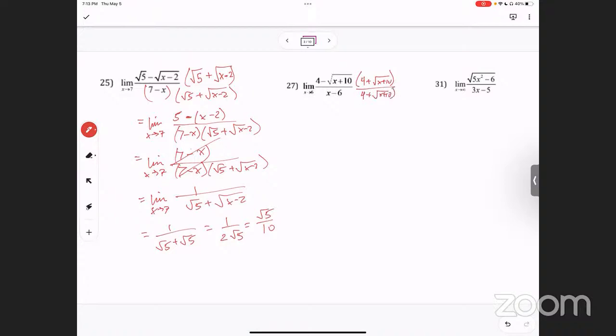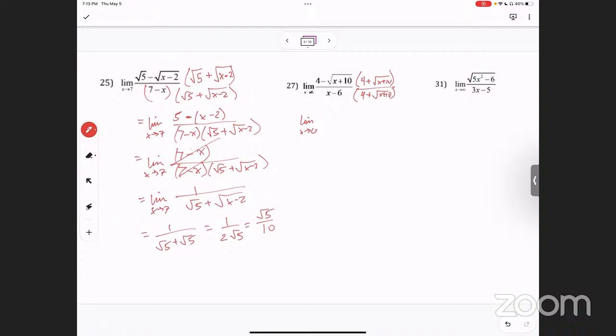When I do that, do you want to do it on your own, or do you want me just to run through it real quick? I'll give it a try. So the square roots are gonna cancel out here. So it's gonna be 4 minus (x plus 10) in parentheses, and then 4 plus the square root of (x plus 10), I believe.